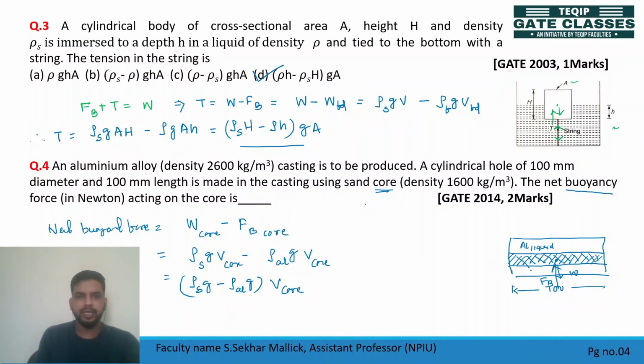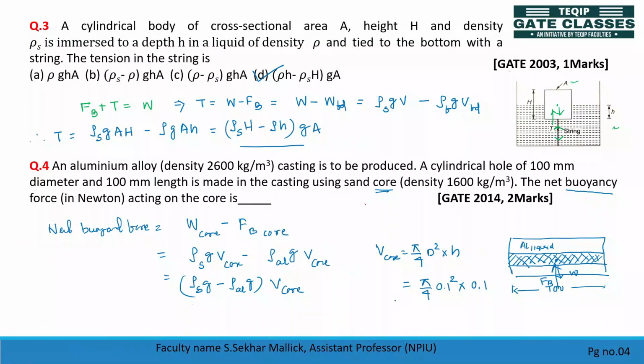Okay, so it's a cylindrical core. That means for a cylinder, the volume is equal to pi by 4 d square into h. To find this, pi by 4 d square into h, 100 mm means 0.1 square into h, which is 0.1. Tell me its value. So is it coming 7.85 into 10 to the power minus 4 meter cube?